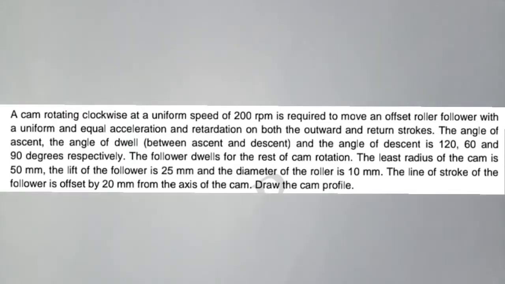Now you can see the words have changed: angle of ascent, angle of dwell and angle of descent. Ascent and descent are nothing but your outstroke and return stroke. They may call it rise and fall, or outstroke and return stroke, or ascent and descent. These are all different names for these strokes.